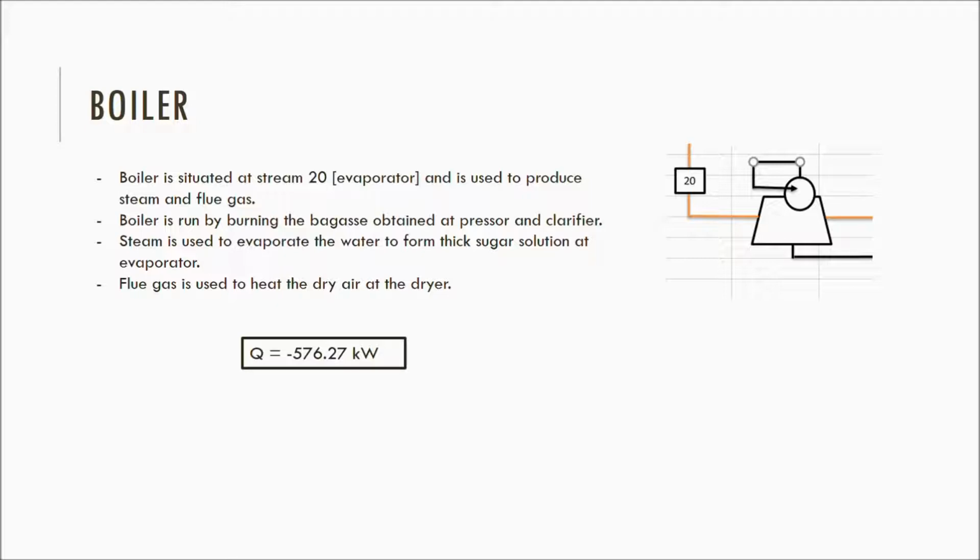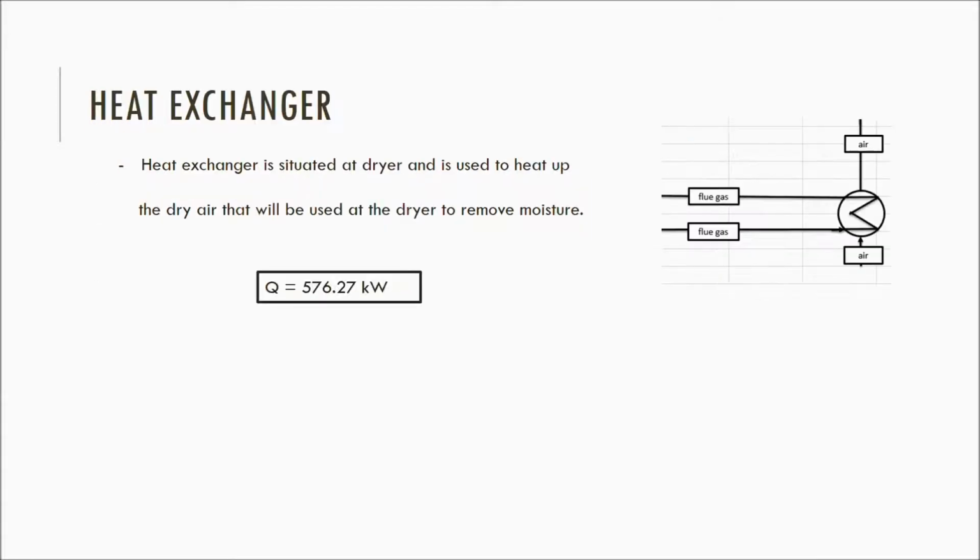Boiler is used to produce steam and flue gas which is obtained from the bagasse at the presser and clarifier. Steam is used to evaporate the water to form thick sugar solution at the evaporator, while the flue gas is used to heat the dry air at the dryer. Energy produced from the boiler is negative 576.27 kW. The heat exchanger is situated at the dryer and is used to heat up the dry air that will be used at the dryer to remove the moisture. The energy produced from the heat exchanger is 576.27 kW.